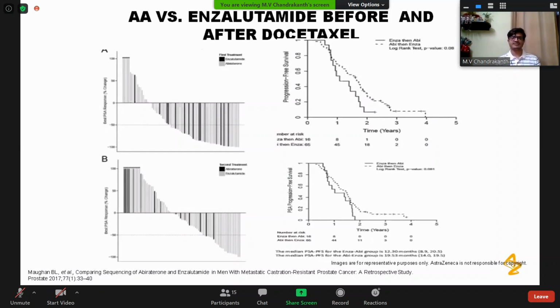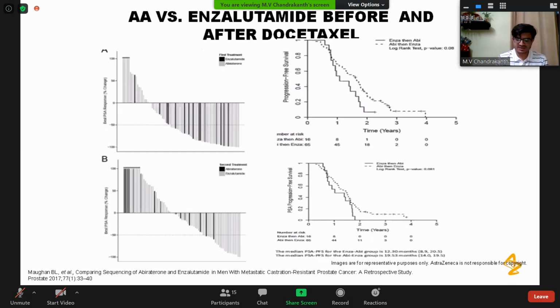One thing we can see is that if you give abiraterone first and then enzalutamide, you have a better PFS than the other way. So when we are sequencing, it is always better to give abiraterone first and then enzalutamide rather than enzalutamide first and then abiraterone. This has some soft indicators that we can use. We can always remember it in alphabetical order: A first and then E. If you give abiraterone first and then enzalutamide, you have some improvement in PFS compared to E followed by A.